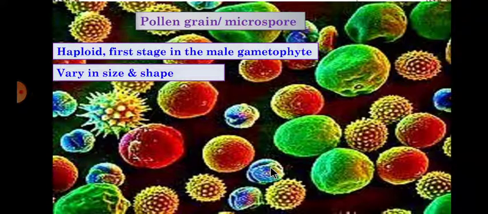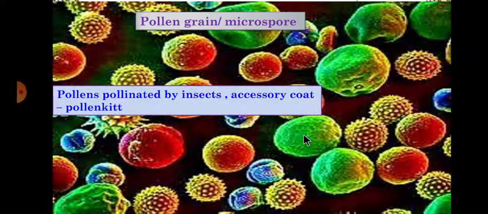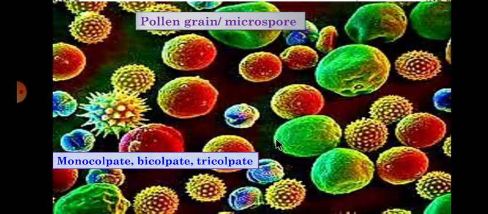The size and shape of the pollen grains vary. The study of pollen grains, their structure and their composition, forms a new branch of biology called palynology. Pollen grains which get pollinated by insects will have a sticky layer around them, and that is called pollen kit. This pollen kit is rich in lipids, pigments and enzymes which are secreted by the tapetum over the exine.